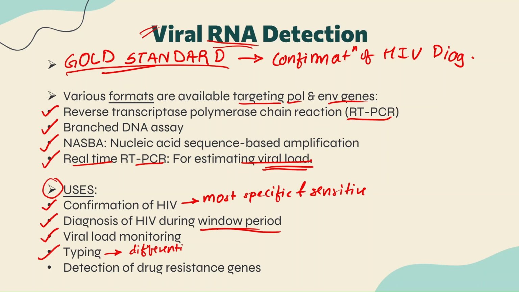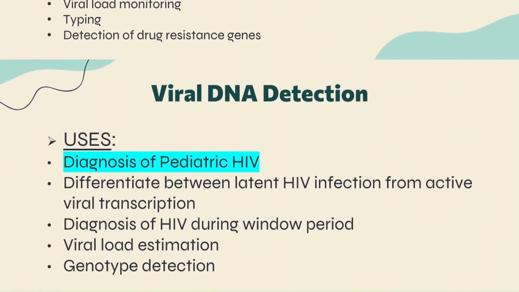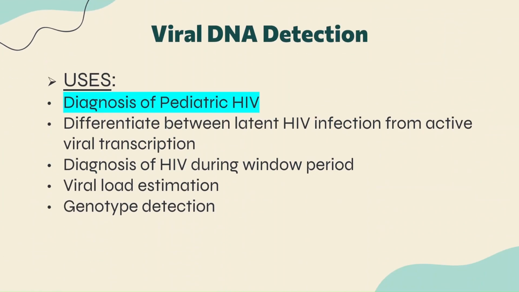to differentiate between your HIV-1 as well as your HIV-2. It can differentiate, and further it can differentiate their genotypes, okay, and their subtypes को भी ये कहीं ना कहीं differentiate कर सकता है. And lastly, this test can also be used for the detection of drug resistance genes. Clear? Last confirmatory test, that is the viral DNA detection test.